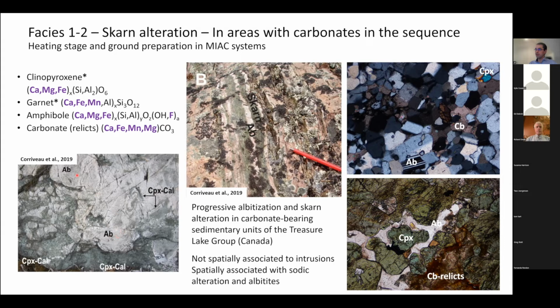Same in here, we have the host rock becoming albitized, and then this part of the rock becoming transformed into a skarn assemblage. At the thin section scale, we can see sometimes the carbonates are just going to be dissolved and then transformed into sodic alteration. But at a certain point, clinopyroxene, if there's enough carbonate present in the rock, can start to form in conjunction with that sodic alteration. And importantly, the skarn assemblage will not be associated spatially to intrusion. It's really the heat of the fluids that are driving the formation of the skarn assemblage.